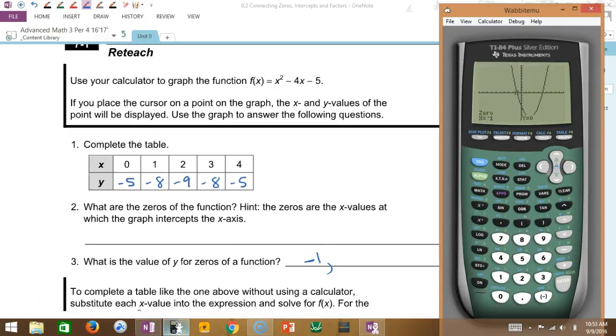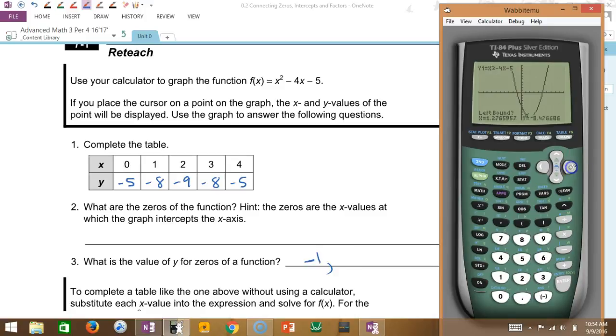Let's see if you can find the other one. Let's see if surely it is at 5. So what do I do? I hit second trace, number 2. It says go to the left, right? So I'm going to get my cursor, and technically right now where I am, it is to the left. It is less than 5, but I'm not going to hit enter yet. I'm going to get closer to it so the calculator doesn't get confused, like I might be going for that other point.